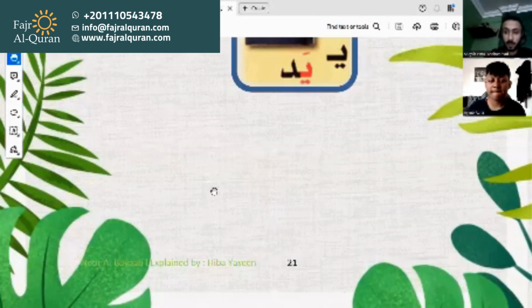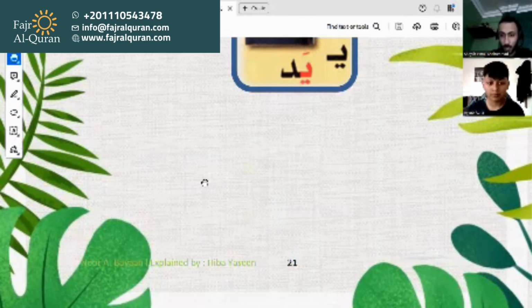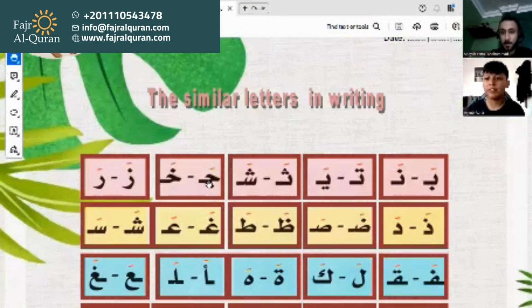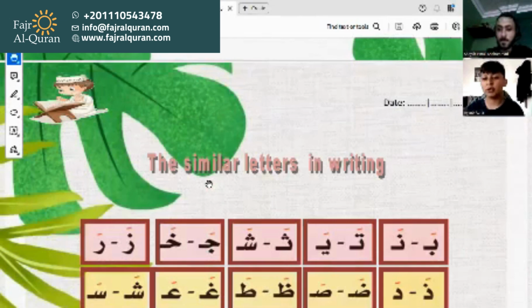Okay, so let's start our class today. Regarding the vowels that we tackled before, how many vowels do we have in Arabic? We've got 3 vowels, and they are called fatha, kasra and dhamma.